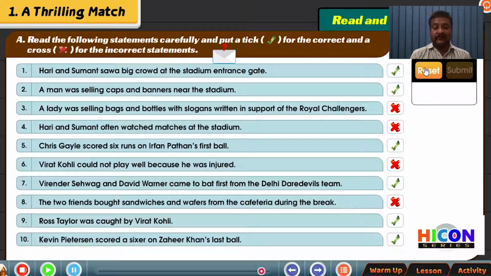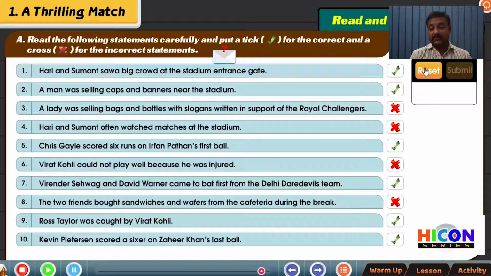Hari and Sumant often watch the matches at the stadium. It's a wrong statement, because Hari and Sumant went to the stadium for the first time to watch a match. Right? Chris Gayle scored 6 runs off Irfan Pathan's first ball. True, it went up in the air, and that was a sixer. Virat Kohli could not play well because he was injured. It's a wrong statement, because he was injured in the last over of the match, not before when he came for batting or fielding.